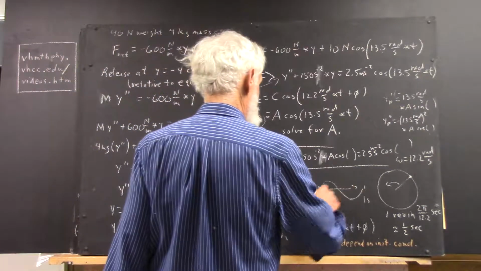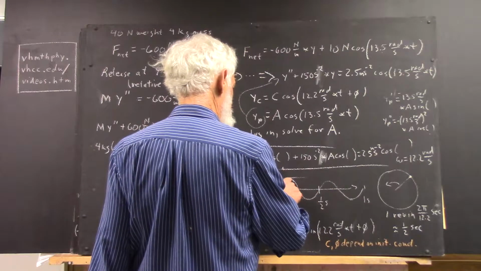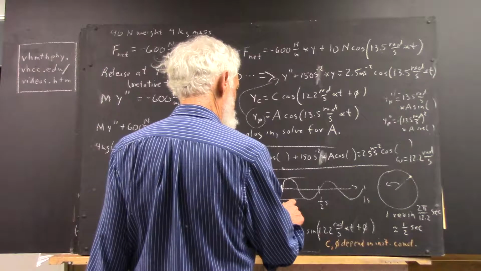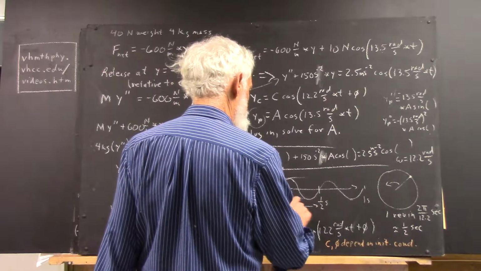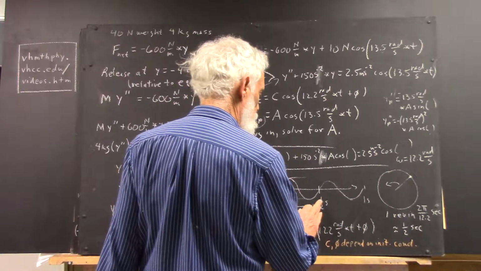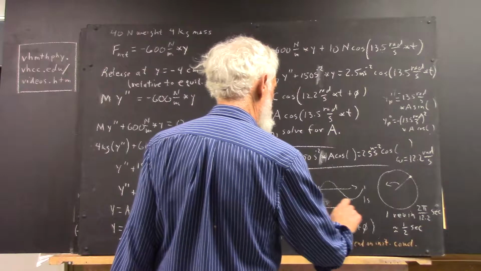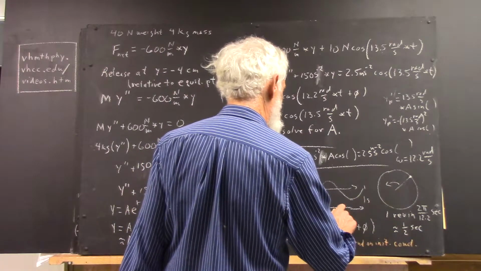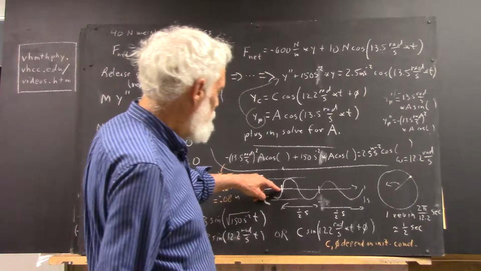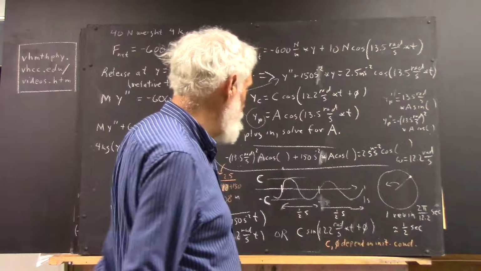So from here to here would be a half second. Actually, a half second would go in this direction. And from here to here would be a half second. So if we happen to start at t equals 0 here, we go through 2 cycles in 1 second.